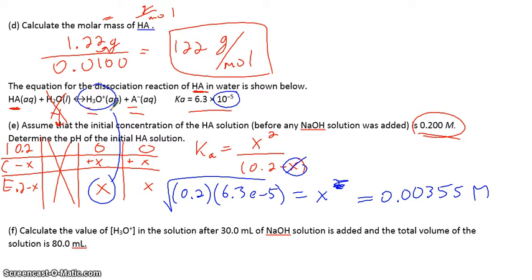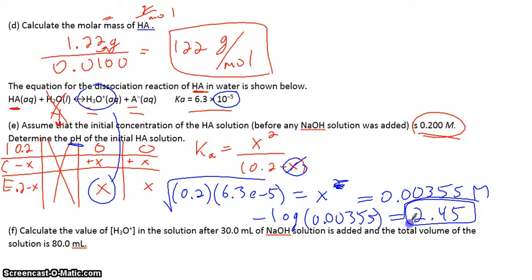They ask for the pH. The pH is the negative log of that. So if we take the negative log of this number here, we get a pH of 2.45. pH again has no units. So good, hopefully this makes sense. Again, I'm going quick, so stop and think through this. Work through this on your own.